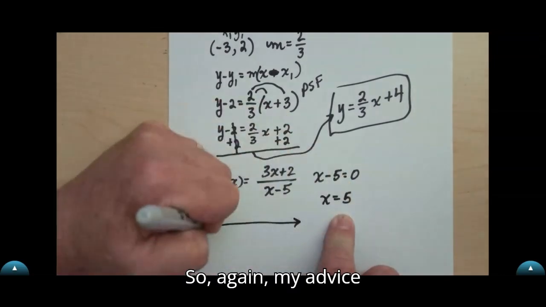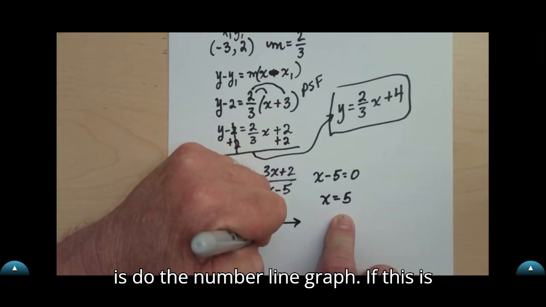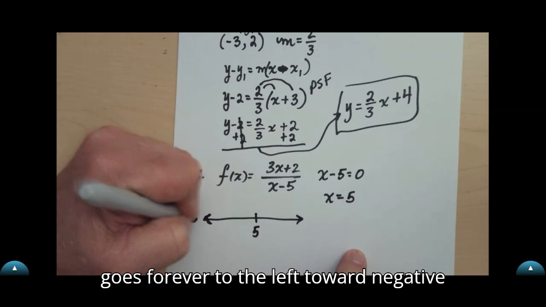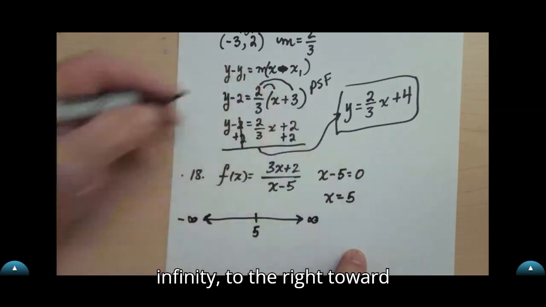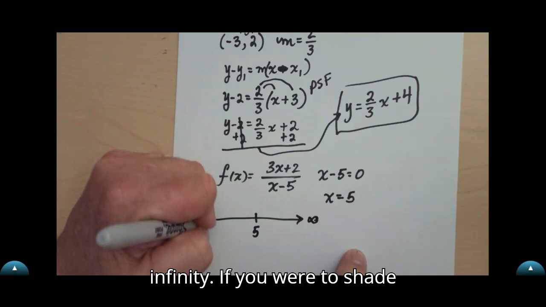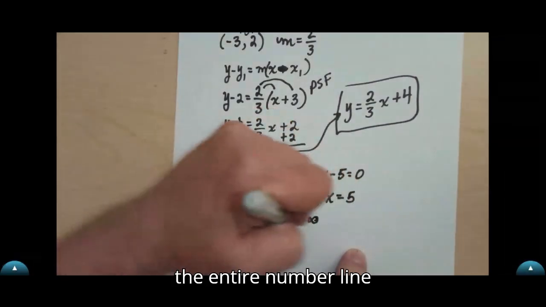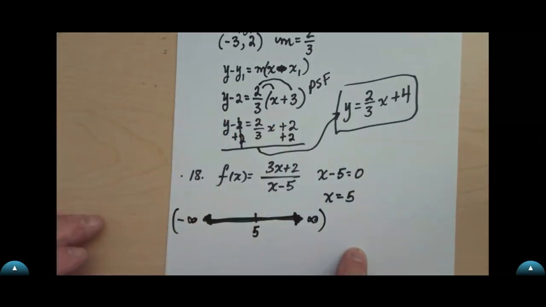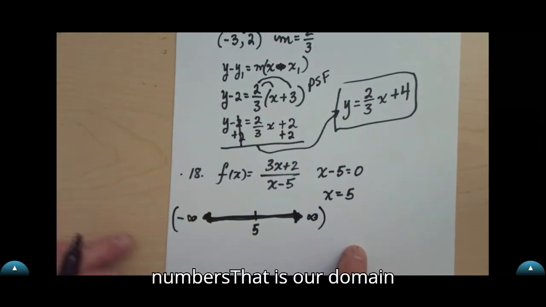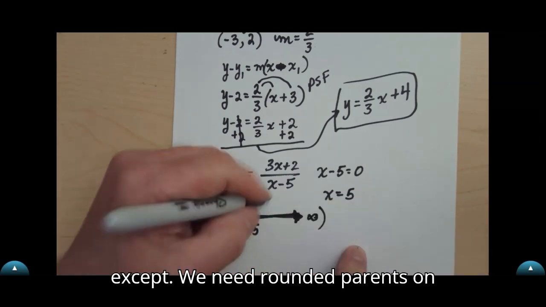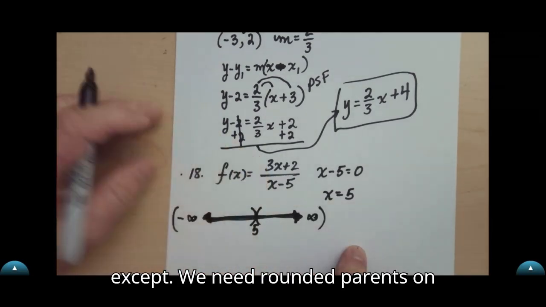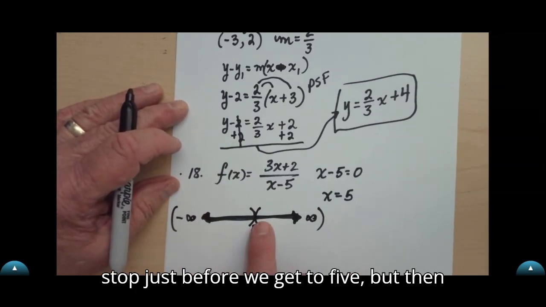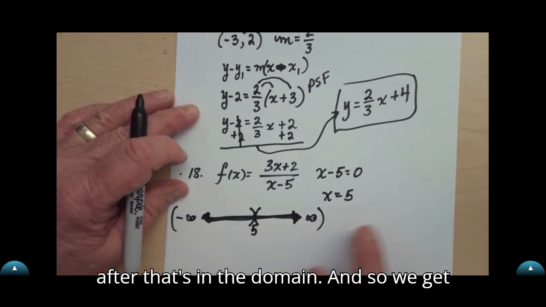So, again, my advice is do the number line graph. If this is the number 5, this number line graph goes forever to the left toward negative infinity, to the right toward infinity. If you were to shade the entire number line from negative infinity to infinity, that would represent the set of all real numbers. That is our domain, except we need rounded parentheses on either side of 5 to say we got to stop just before we get to 5.